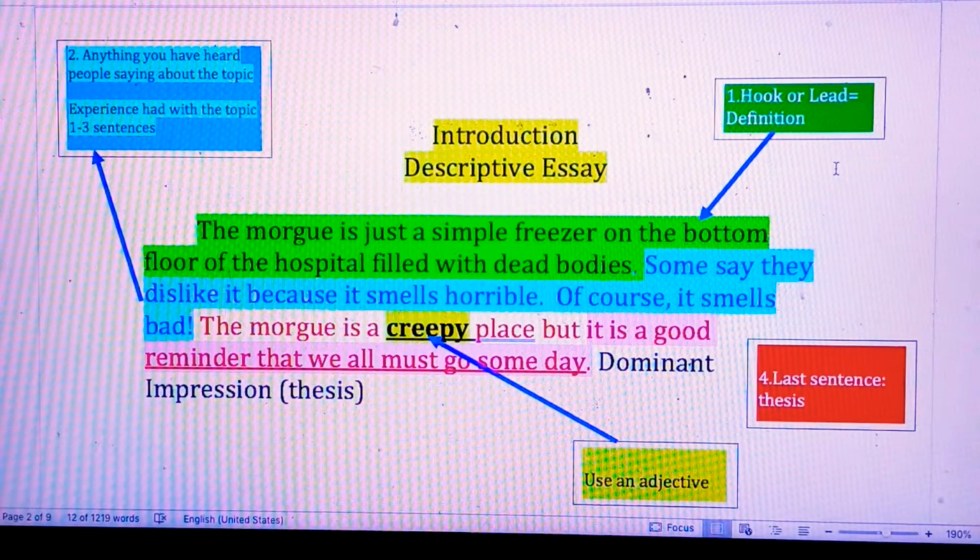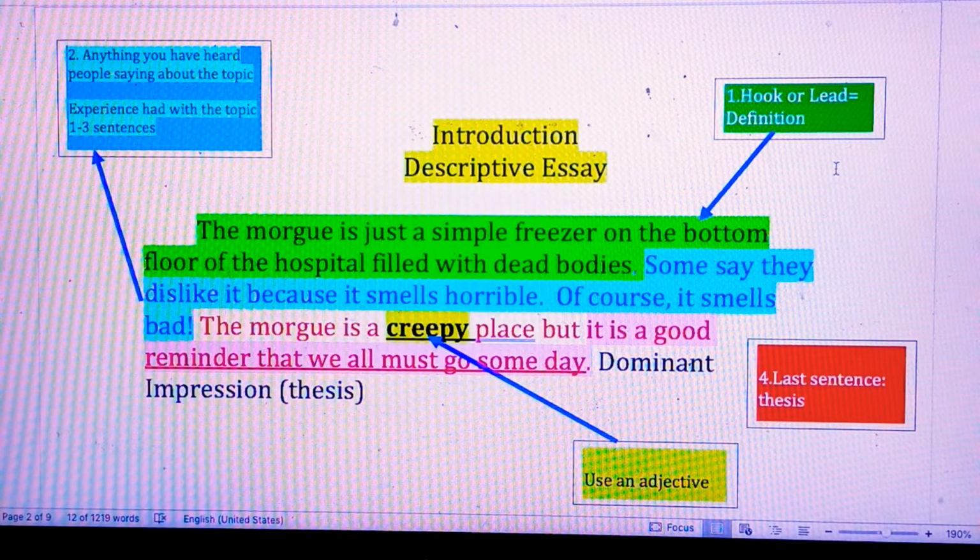Today, students, we're going to look at the essential tools for writing a descriptive introduction. We want to ensure that you are successful in writing an introduction for a descriptive essay. Here are the tools.